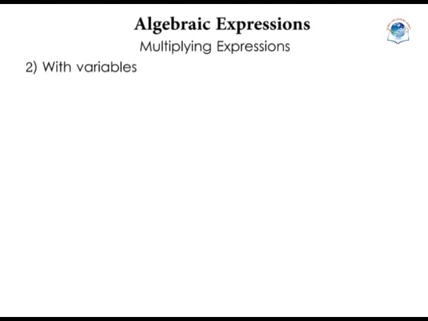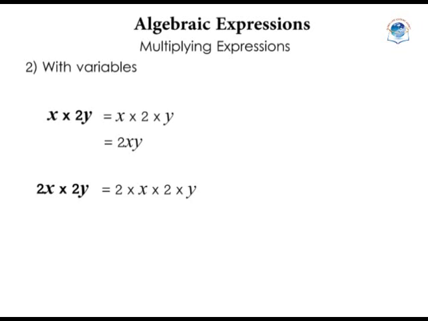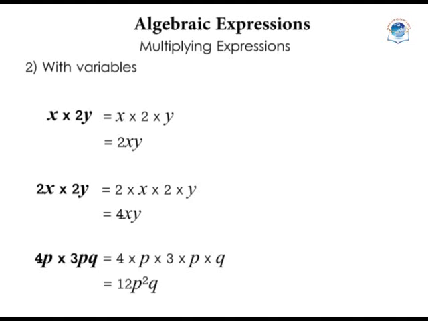Multiplication with a variable. Again, it's simply the same thing, only that in this case, we will increase the variables. x times 2y means x times 2 times y. And so we have 2xy because we cannot have x to y. Even if you're multiplying 2 terms, like 2x times 2y, this is equal to 2 times x times 2 times y, giving us 4xy. 4p times 3pq is equal to 4 times p times 3 times p times q, giving us 12p squared q.